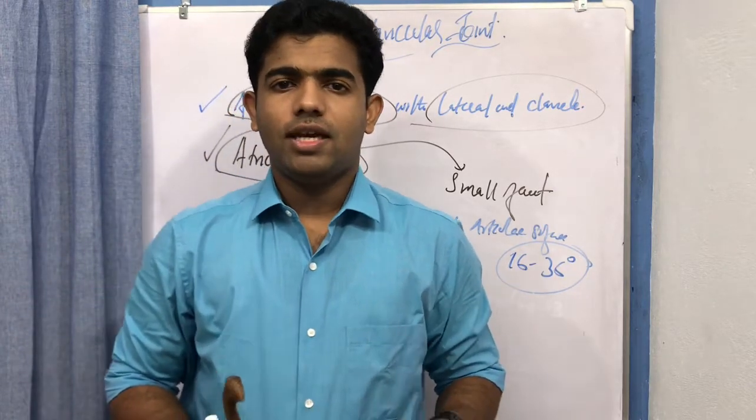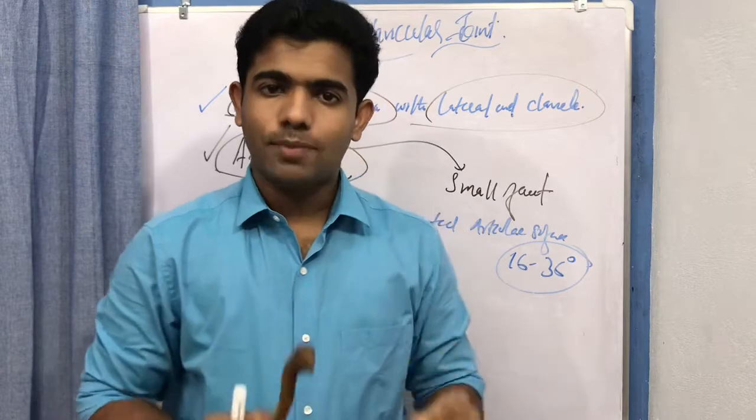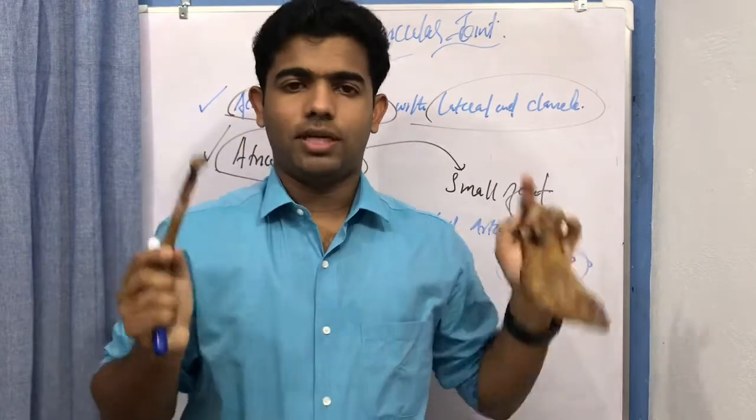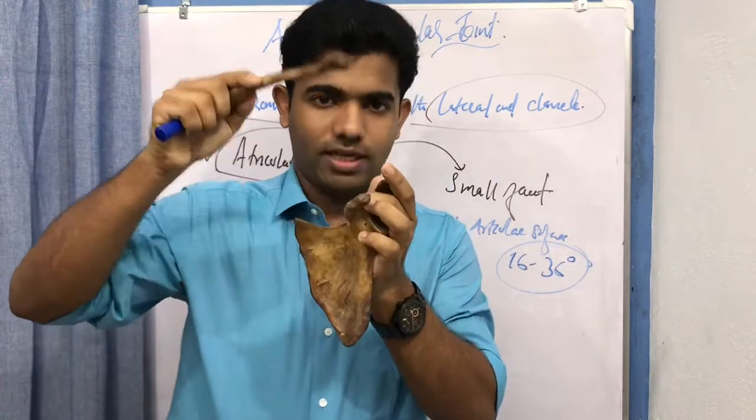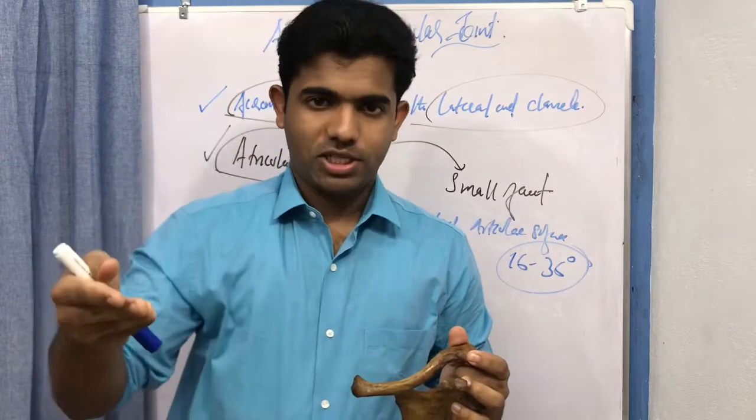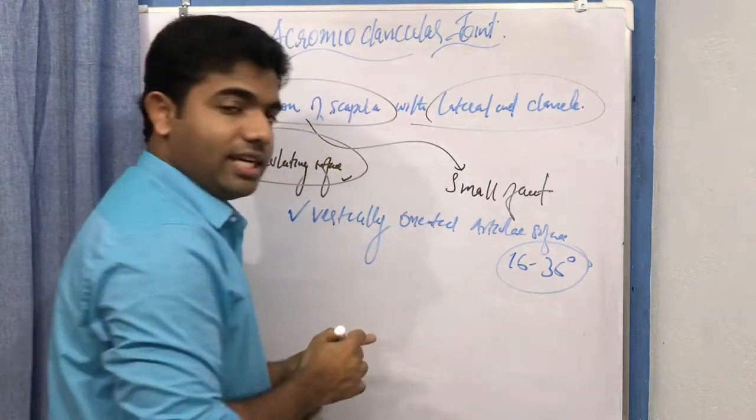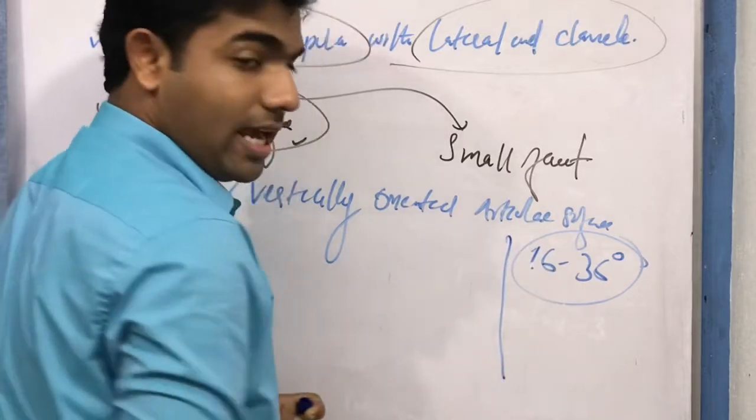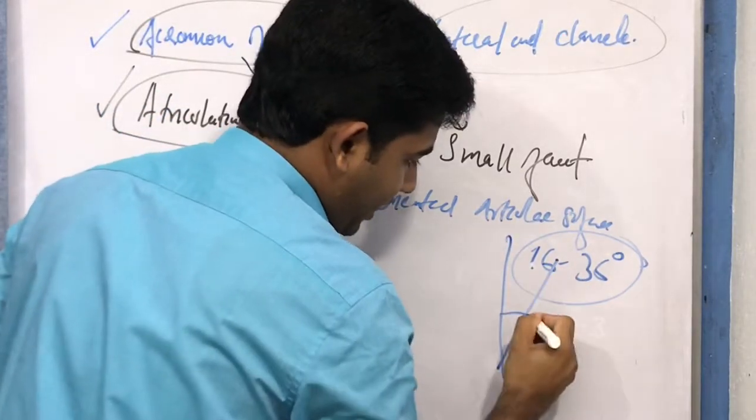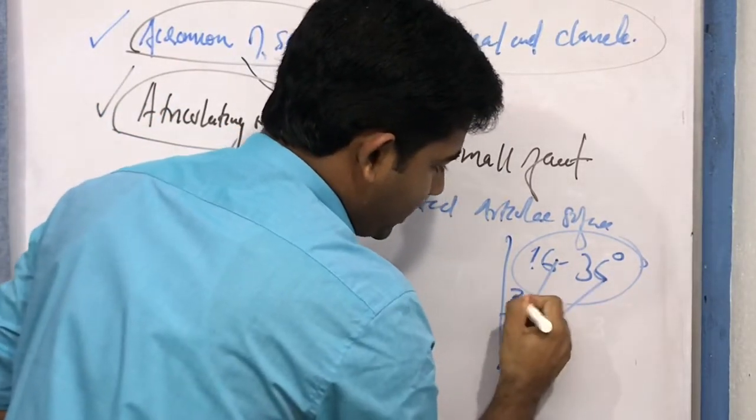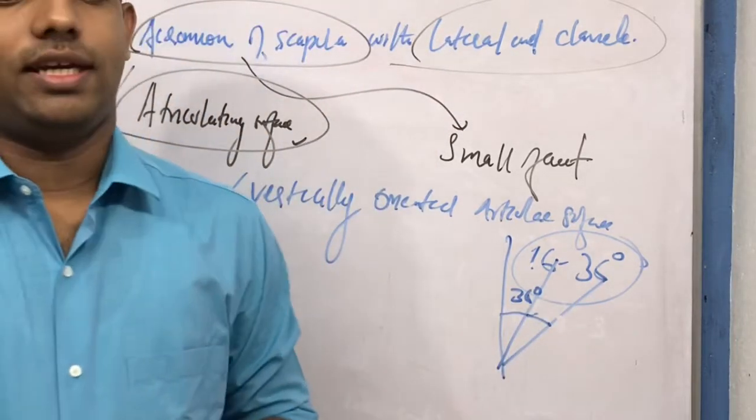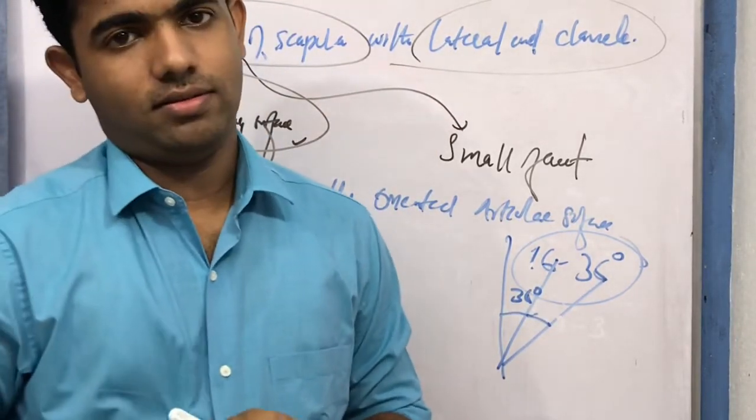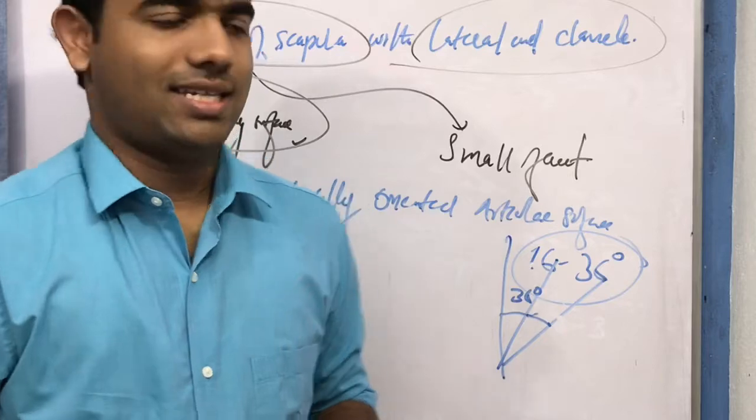Am I clear? If you have any problems learning that point, just avoid it. It's simple. The acromioclavicular joint is a vertical joint, and the orientation may be 16 degrees from the vertical plane. If this is the vertical axis, this would be 16 degrees, or it would be 36 degrees away from the vertical axis or vertical plane. Right? Am I clear? Yes.